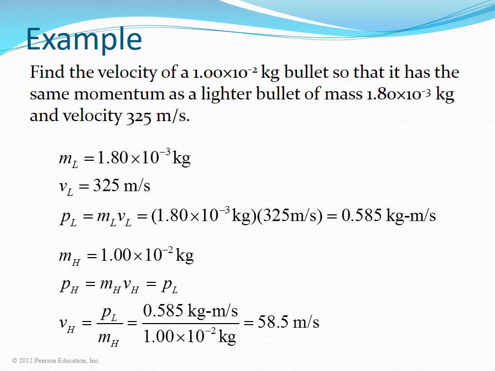We know the mass of the heavier bullet, but do not know the velocity. The basic equation is the definition of momentum with the subscript H, indicating the heavier bullet. But we know the momentum of the heavier bullet is the same as the lighter bullet, so we set p_H equal to p_L. Solving for our velocity, we get 58.5 meters per second.